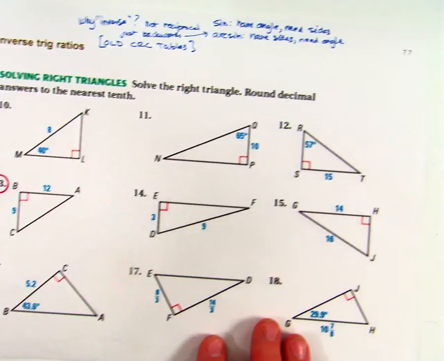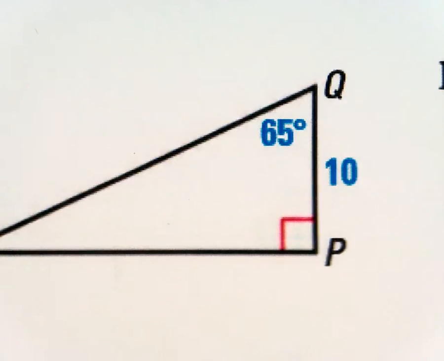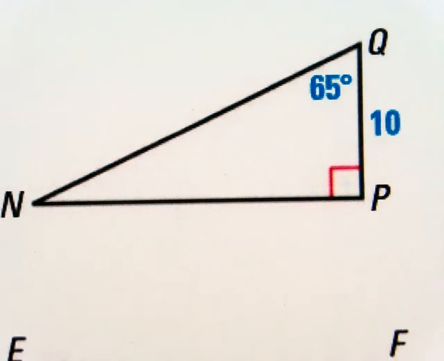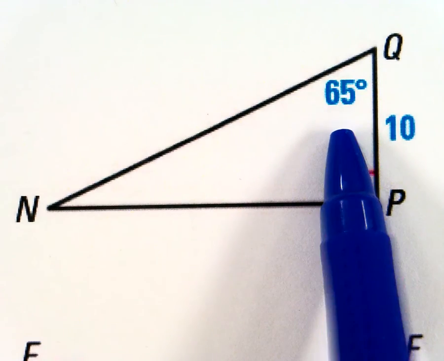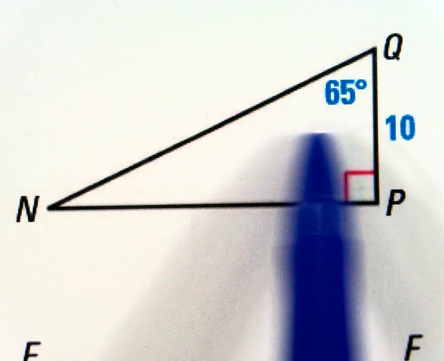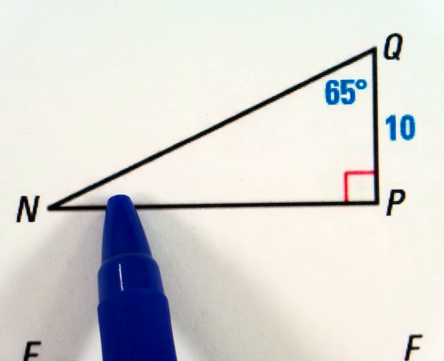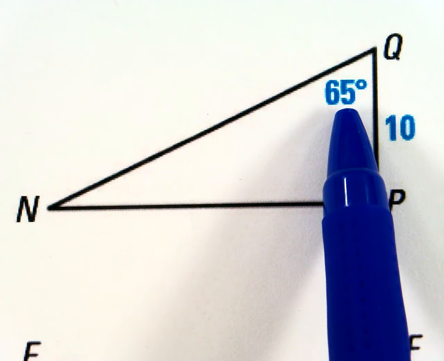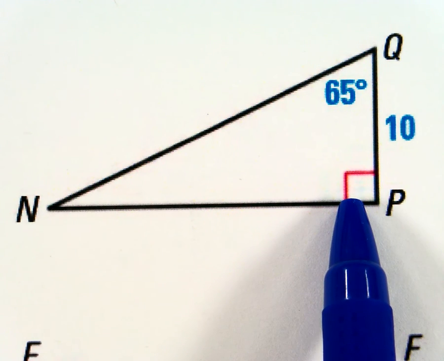To solve a triangle is to find everything there that's not listed. How would you do this one? Well, we have a 65-degree angle. It's complementary to the angle at N. Subtract from 90. That'll give you this angle. You already know that that one's 90.